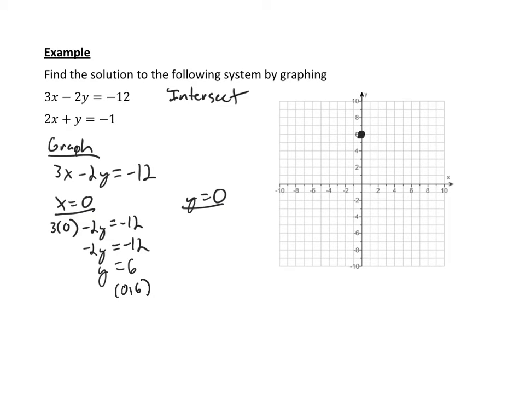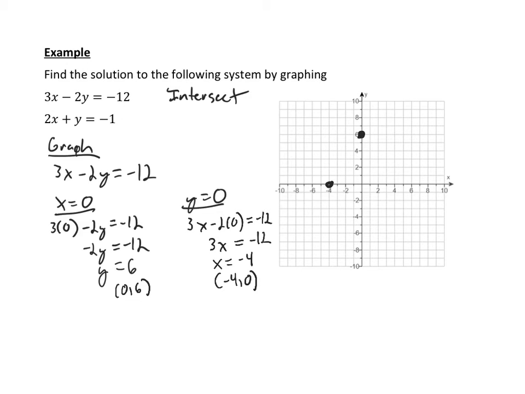If we try y equals 0, 3x minus 2 times 0 equals negative 12. So 3x equals negative 12. x equals negative 4. Negative 4, 0 is a point on this graph.